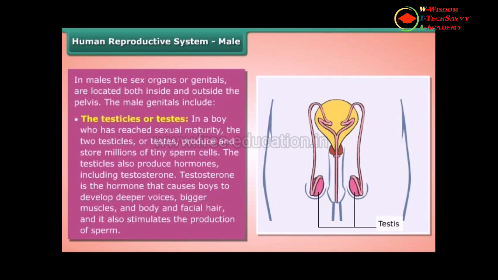Testosterone is the hormone that causes boys to develop deeper voices, bigger muscles, and body and facial hair, and it also stimulates the production of sperm.